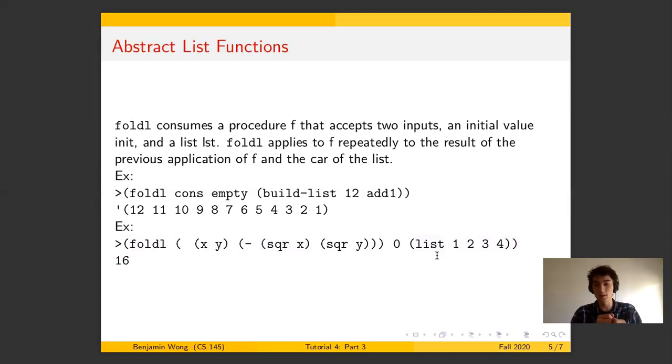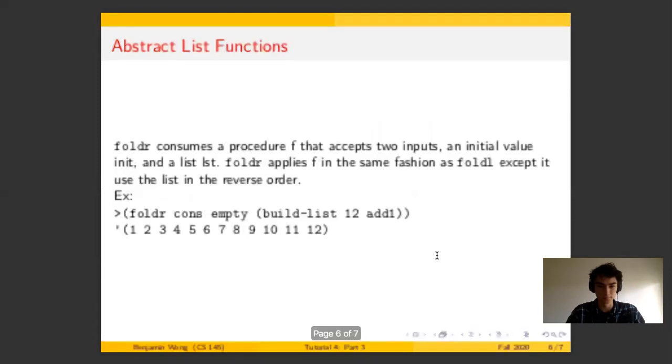In this case, we'll take 1 squared and subtract 0 squared, giving us 1. Then we'll take 2 squared and subtract 1 squared, which is 4 minus 1, so 3. Then we'll take 3 squared and subtract 3 squared, which is 0, and then 4 squared and subtract 0 squared, which is why we get 16.